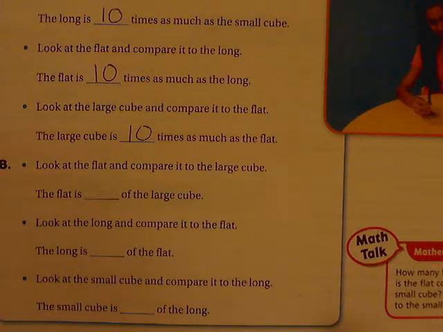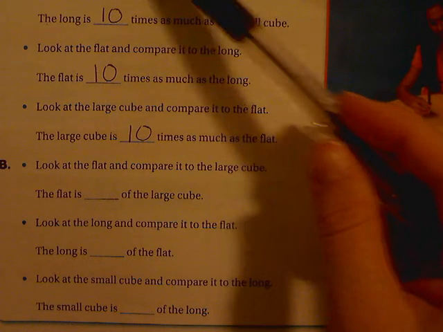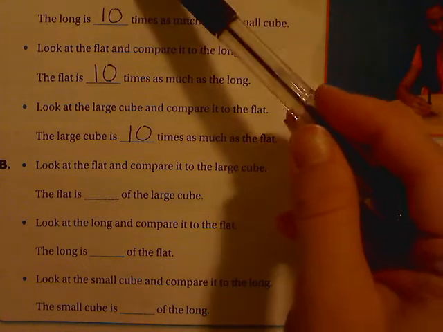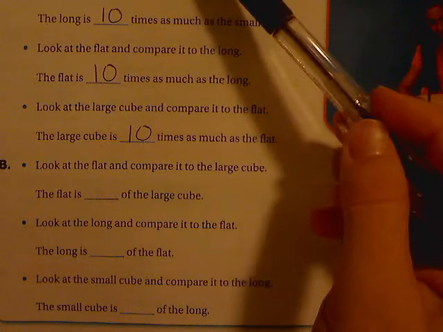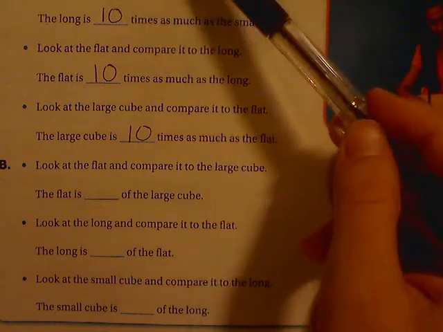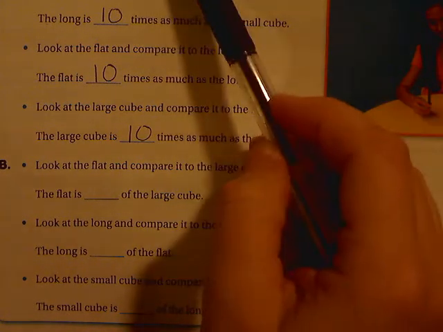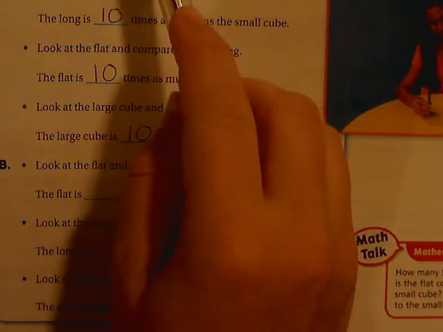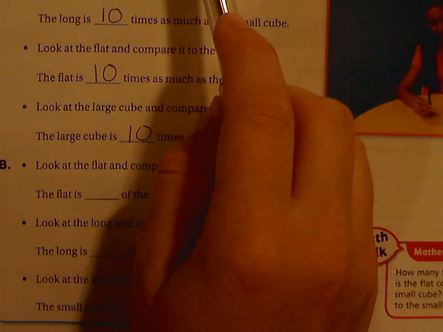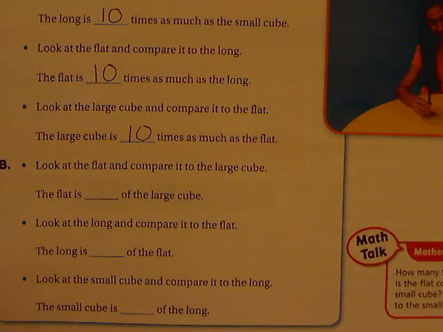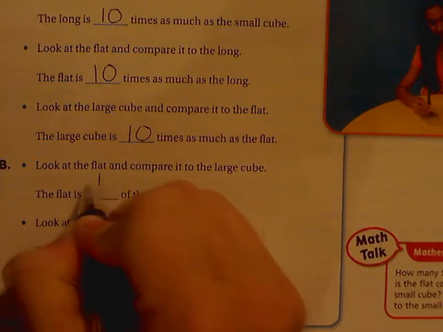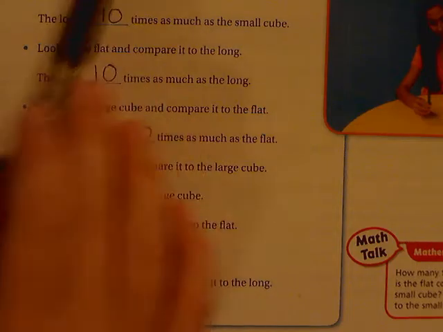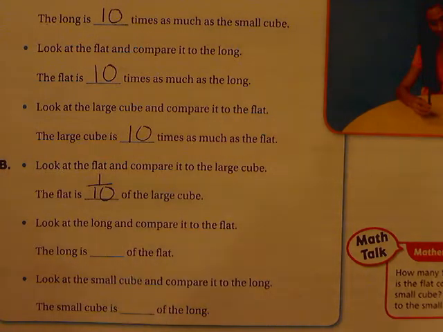If I'm looking at my large cube and my flat, how much of that large cube would my flat equal? Well, it would take 10 flats to equal a large cube because there's 100 in a flat and 1,000 in a large cube. If I reverse it, a flat would be 100 times 10 equals 1,000, but to get from my large cube, 1,000, down to my flat, which is 100, I would be dividing by 10. So my flat is 1/10 of my large cube. My flat is only 1/10 of 1,000. 100 is only 1/10 of 1,000.